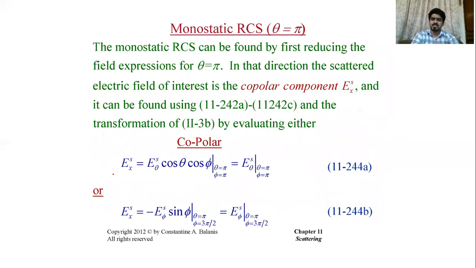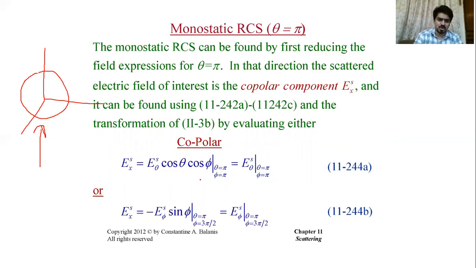Now for the monostatic RCS, if you remember, this is our geometry. This is our sphere placed at the origin, and then we have waves which are coming from the negative z direction and they are traveling in the positive z direction. That means your transmitter or your source is placed in the far field along the negative z axis. That means theta equals pi.